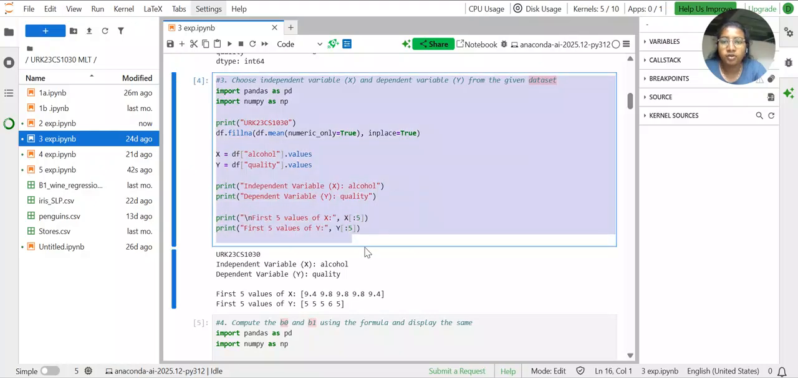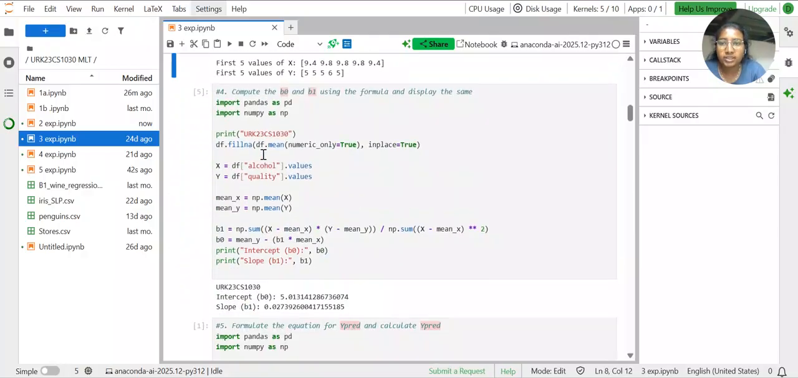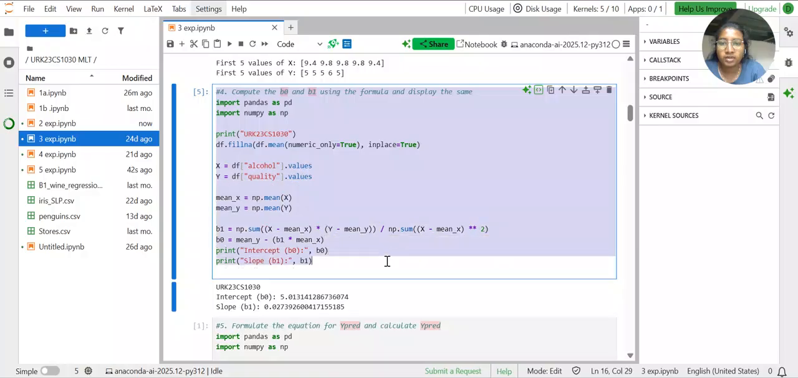In the third step, I have performed choosing the independent and dependent variable. Here I select alcohol as the independent variable x and quality as the dependent variable y. And fourth, I have computed B0 and B1. Next, I calculated the regression coefficients B0 and B1 using the linear regression formula. Here B0 is the intercept and B1 is the slope.